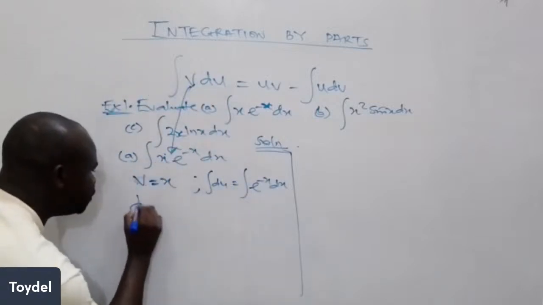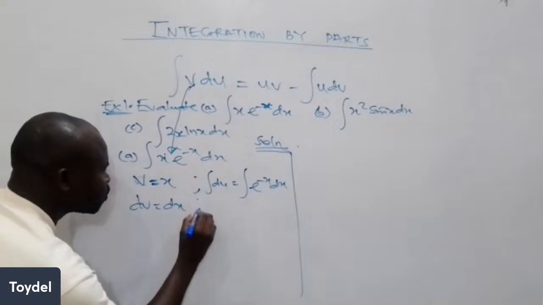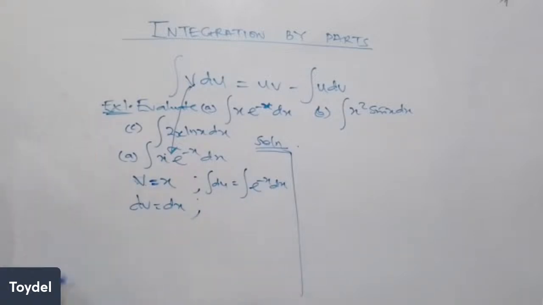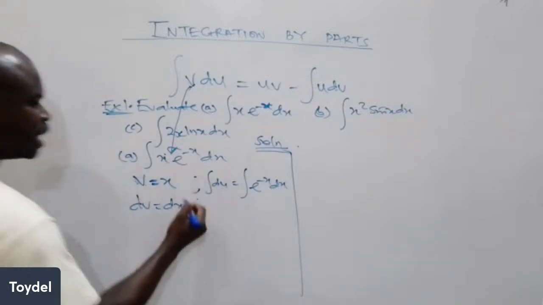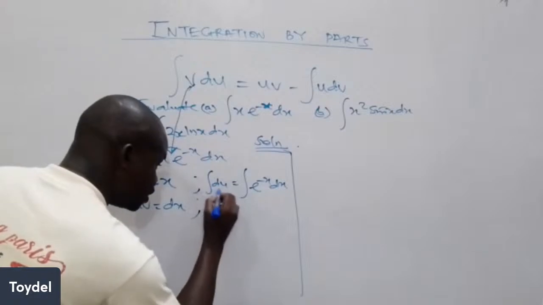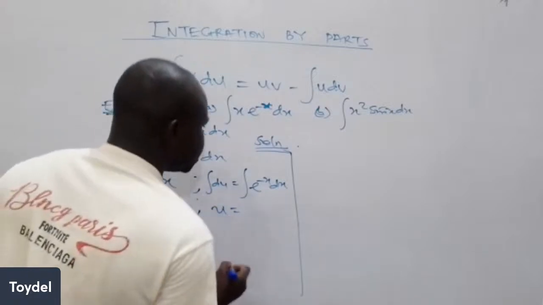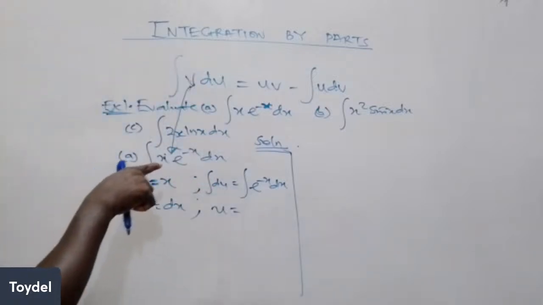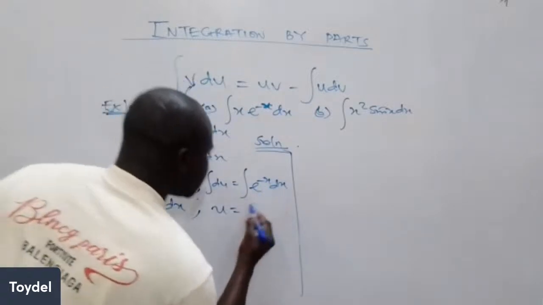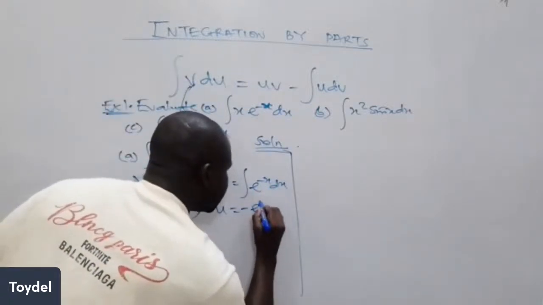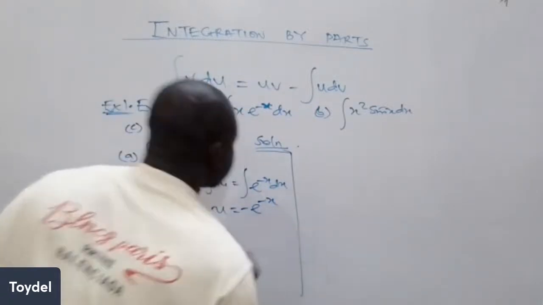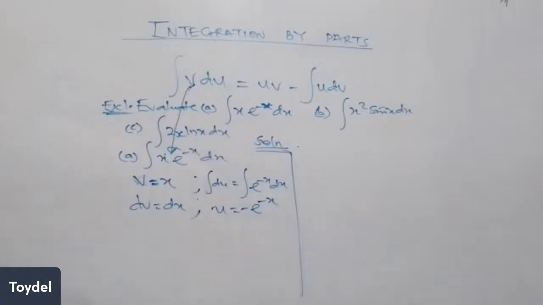Then I can go ahead and find dv. The dv will be equal to dx, because the derivative of v is 1. When you cross multiply, dv is equal to dx. Then here, if you integrate du, you are going to get u. If you now integrate the exponential e^(-x), the coefficient is just minus 1. You're going to have minus e^(-x). That's what you are going to get when you integrate that.